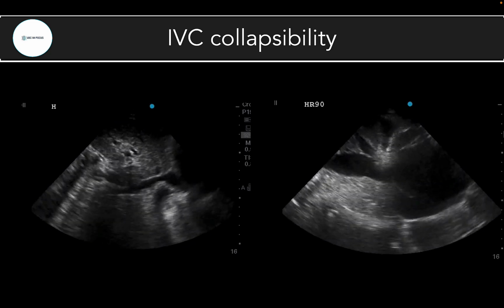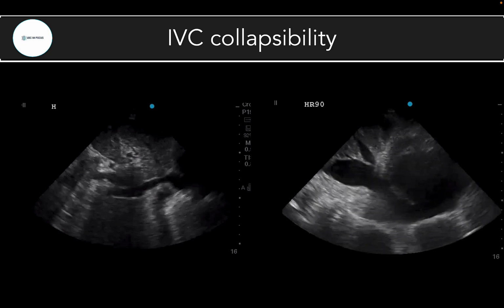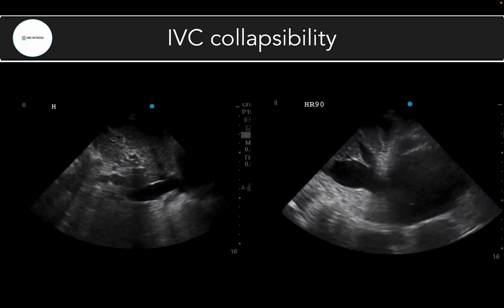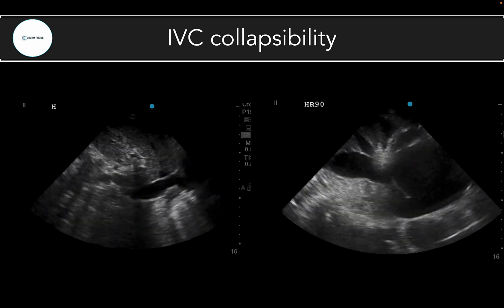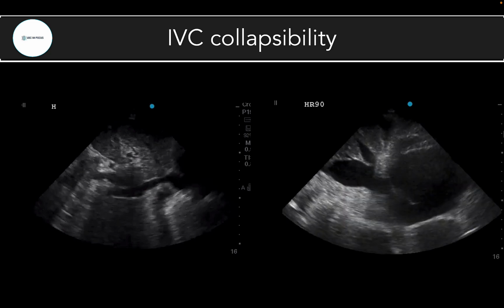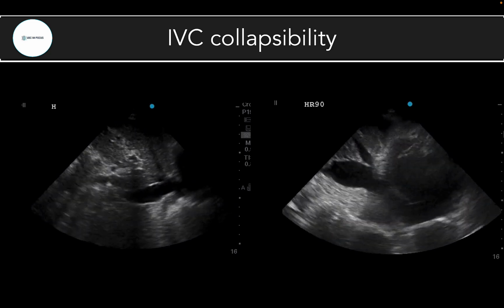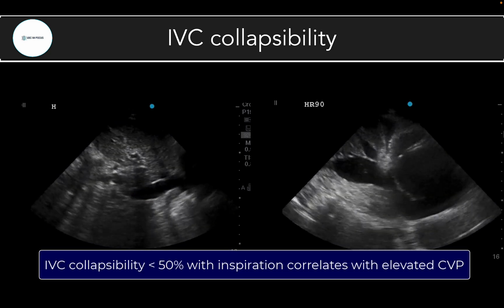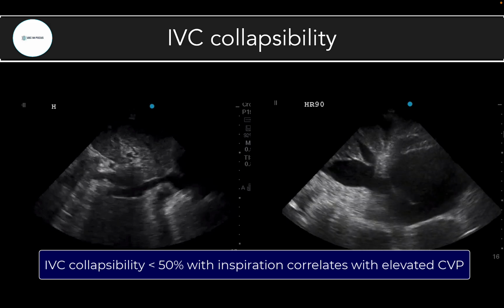Now, you can measure this with calipers or with M-mode, though I prefer to eyeball this from a regular 2D clip, and I'll explain why in a second. In terms of our cutoffs, for spontaneously breathing patients, generally we use a cutoff of 50% collapsibility, though again, this is not a dichotomous measure.